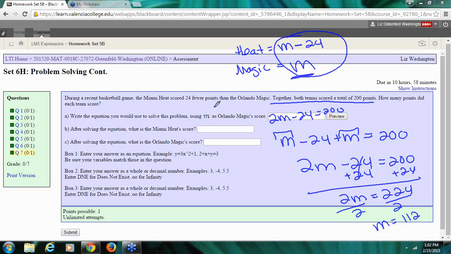M is magic, so I'm going to find magic. Magic was 112. What was Miami Heat? Miami Heat did 24 fewer, so they did 112 minus 24, which is 88 points. And obviously 88 and 112 should equal a grand total of 200.